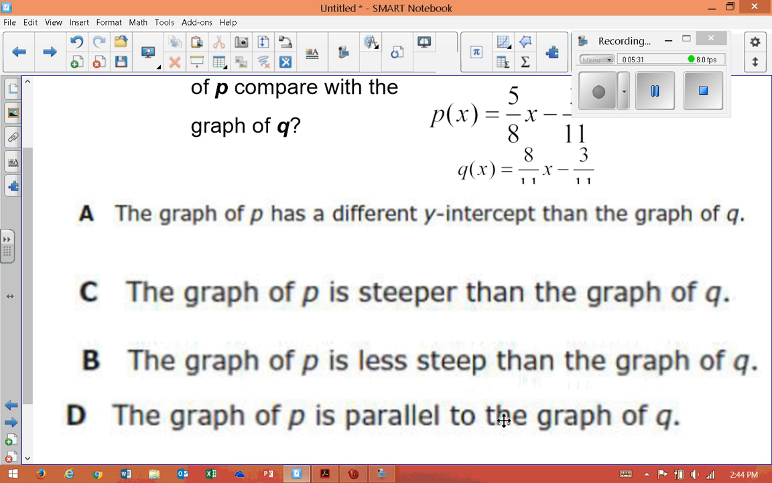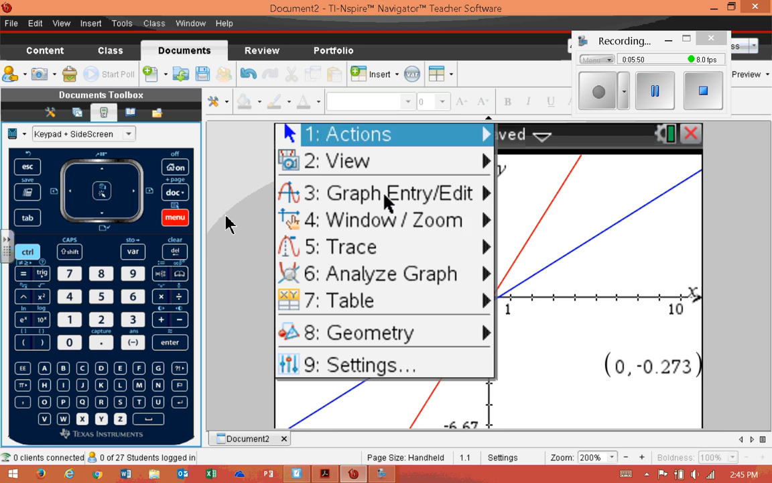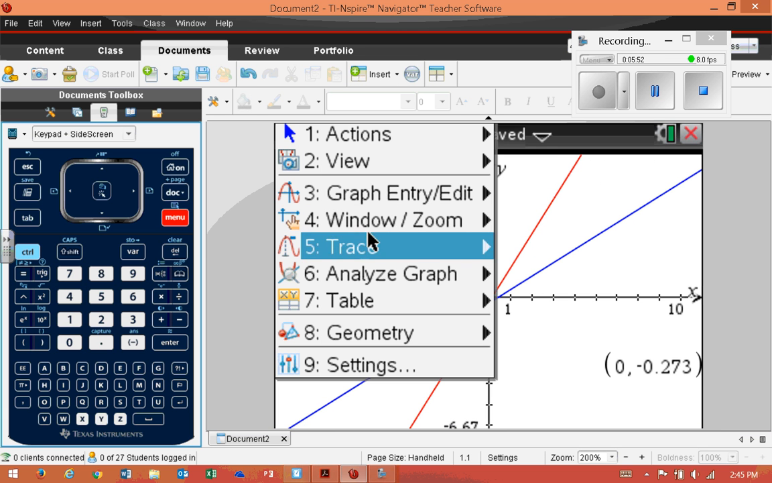Let's look at the graph of P. This is P. Which one is steeper, P or Q? No, I think Q is actually steeper than P, as it's kind of obvious there. Again, this is Q.